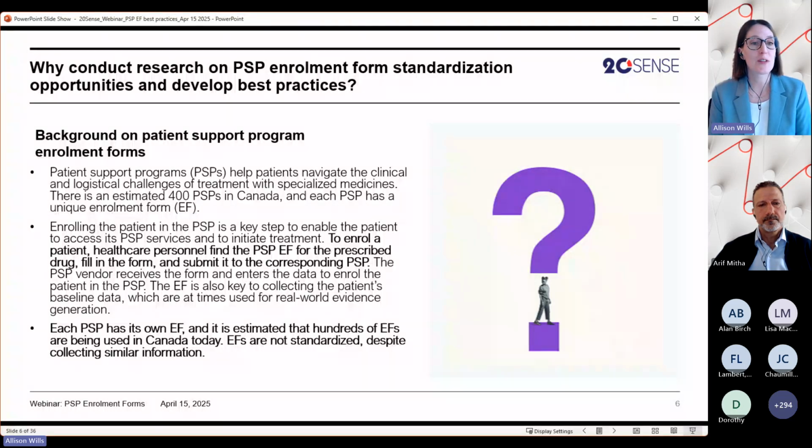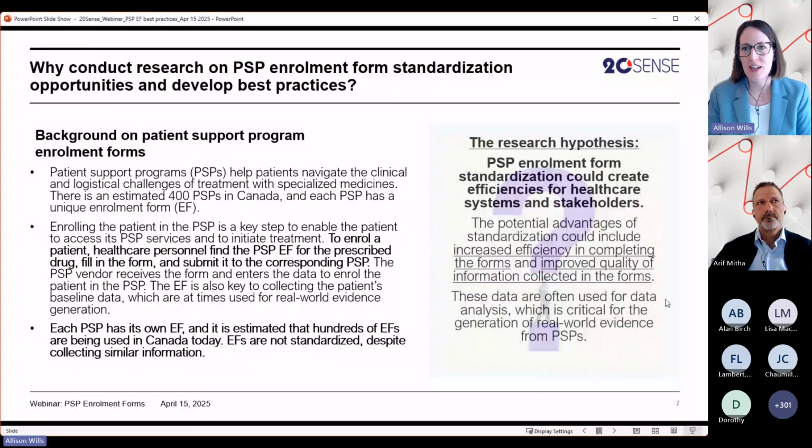The PSP vendor receives the form and enters the data to enroll the patient in the PSP, and the enrollment form is also key for collecting the patient's baseline data, which are at times used for real-world evidence generation. So really key here is that each PSP has its own form, and it's estimated that there are hundreds of enrollment forms being used in Canada today. Enrollment forms are not standardized despite collecting similar information.